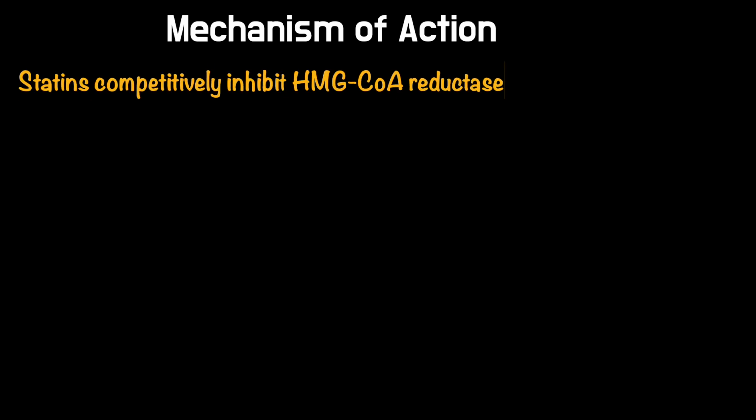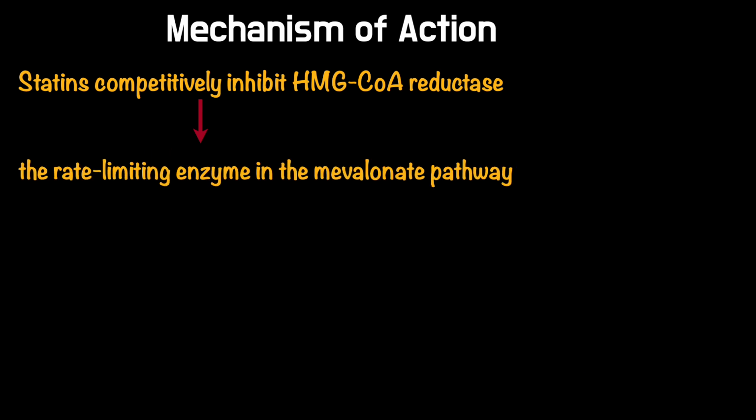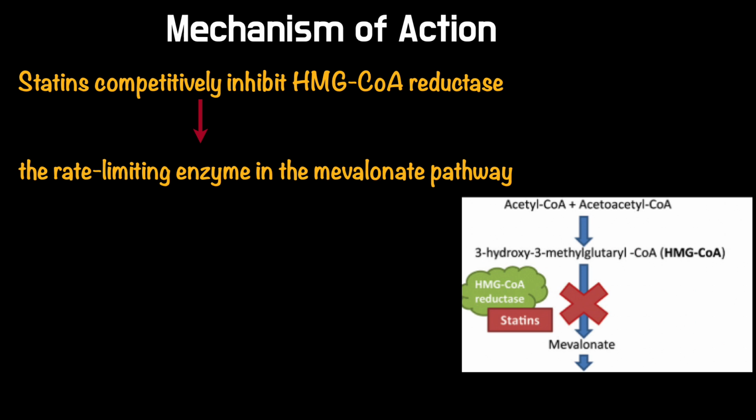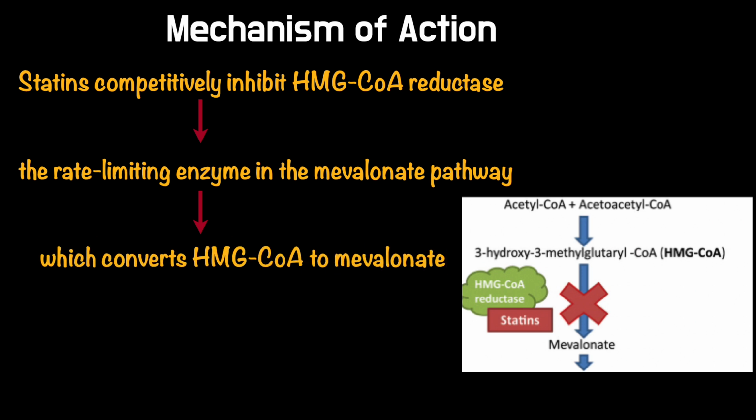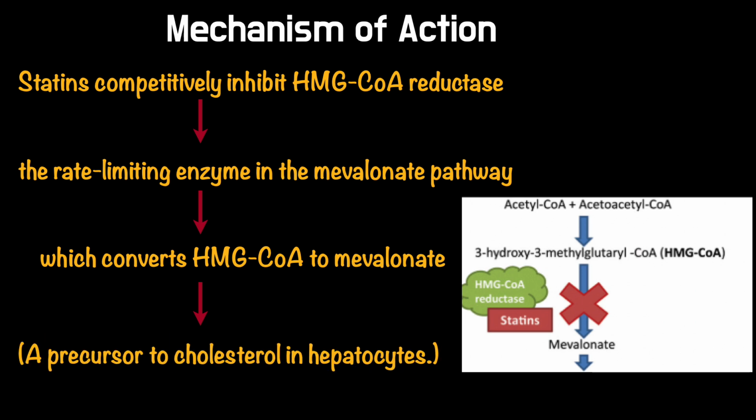The mechanism of action of these drugs is that statins competitively inhibit the HMG-CoA reductase enzyme. This is a rate-limiting enzyme in the mevalonate pathway. The end product of this pathway is cholesterol. So cholesterol synthesis is inhibited by inhibiting this rate-limiting enzyme. HMG-CoA reductase would normally convert HMG-CoA to mevalonate, but it doesn't because it is inhibited, right? Mevalonate is a precursor to cholesterol in hepatocytes, so it is not able to form. That is why cholesterol is not formed.